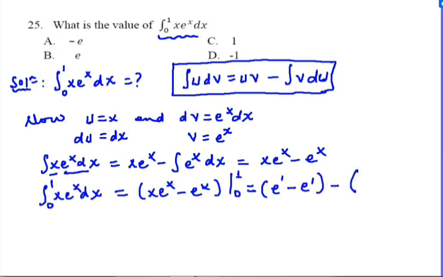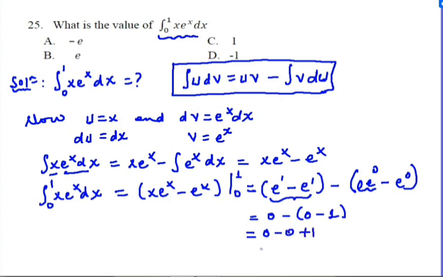minus, now substitute 0. 0 times e to the power of 0 minus e to the power of 0. So this result is 0. So 0 minus... e to the power of 0 is 1, and this one is 0. So this result is 0 minus 0 plus 1. The result is 1. So the answer for this is C.